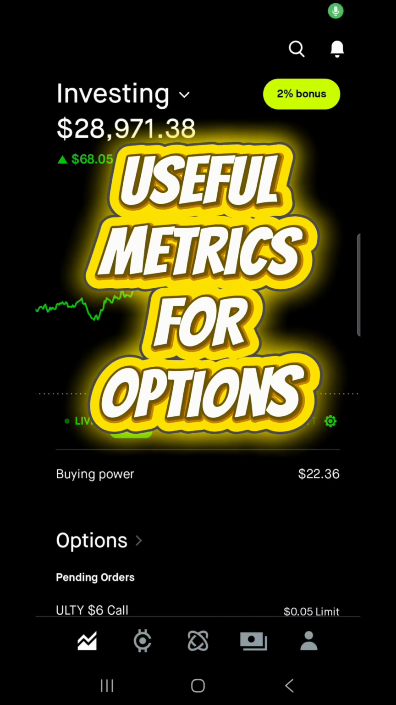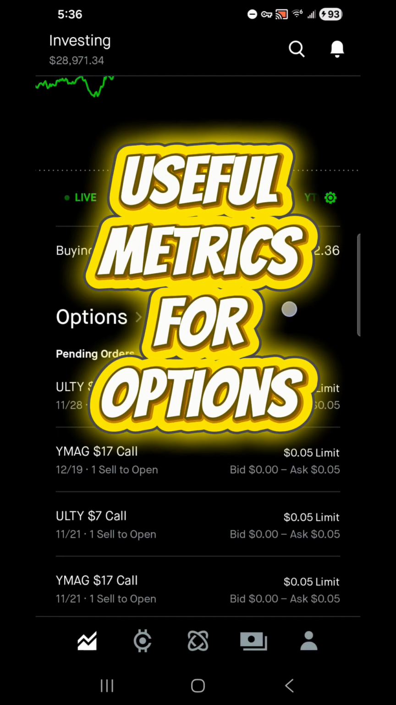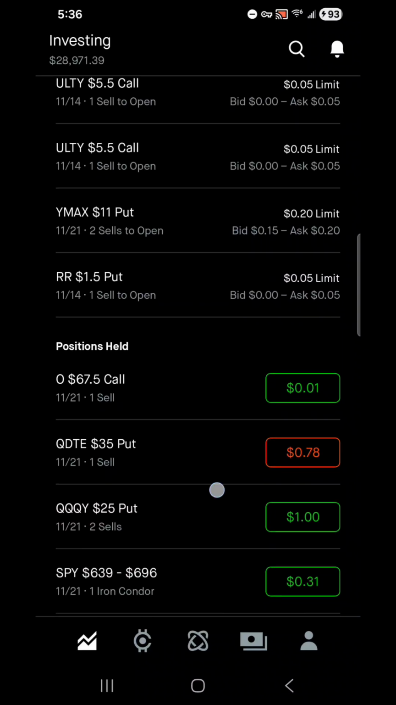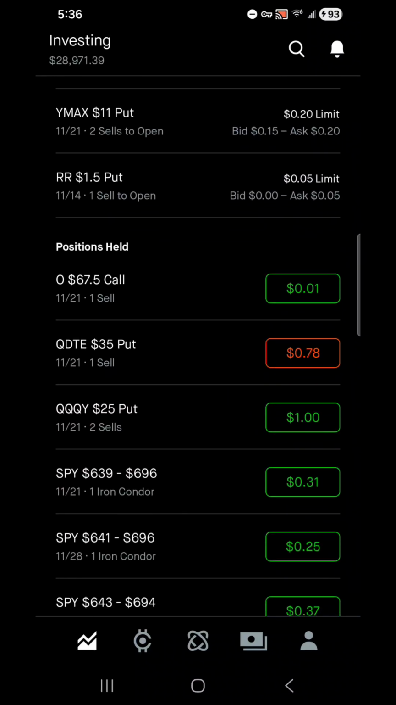The Robinhood app has several different metrics it can show you on the options you own, and I'm going to go through each one and at the end rank them from first place to last place based on their usefulness. So for example, this top row, it's a $67.50 call that I sold.